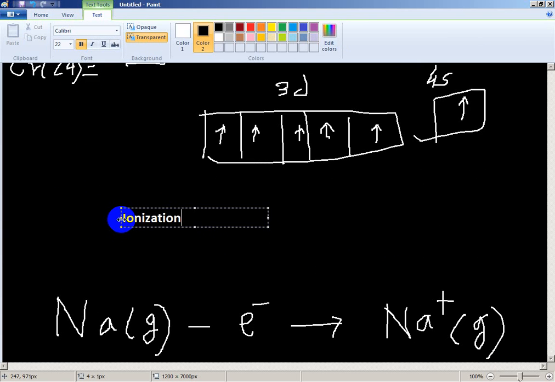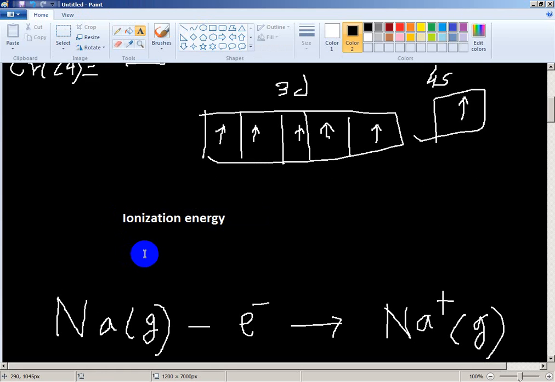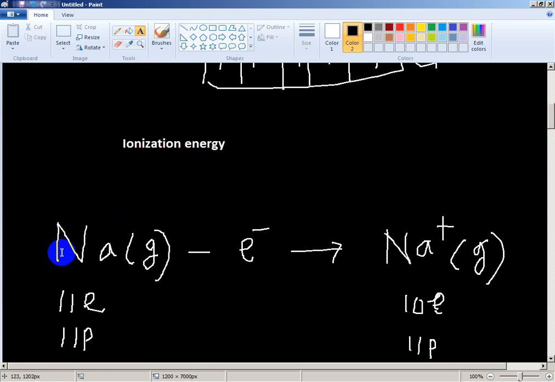Ionization energy. So what is ionization energy? The energy required to remove an electron from an atom of an element in the gaseous state. The gaseous state must be mentioned. So it is called ionization energy.